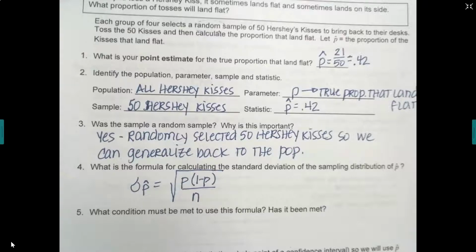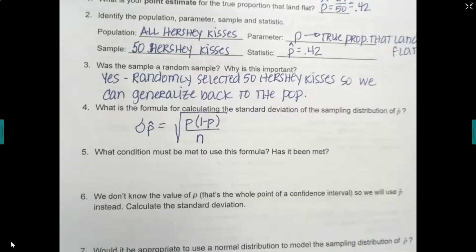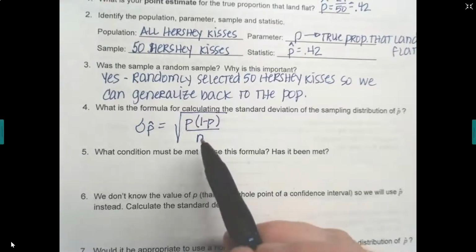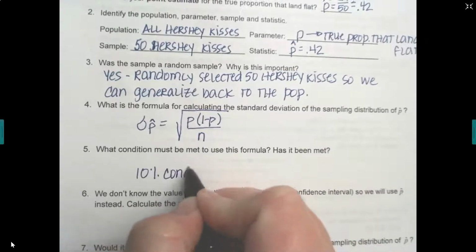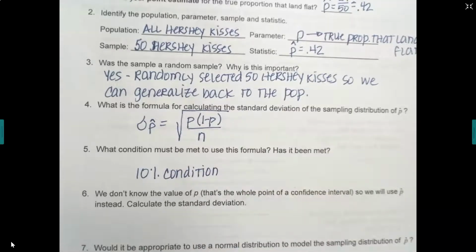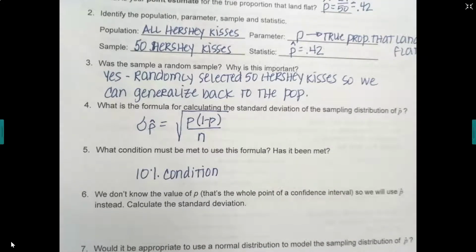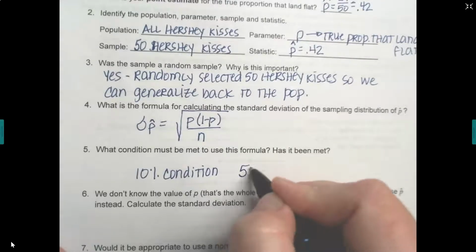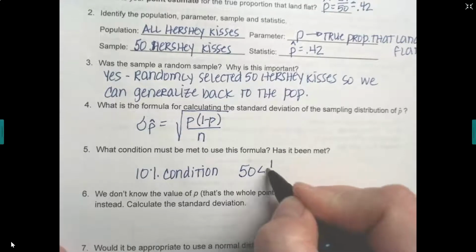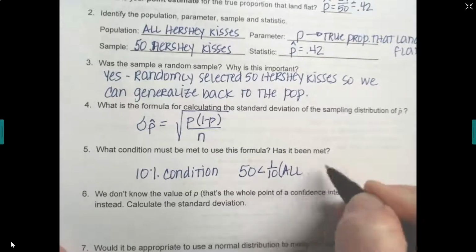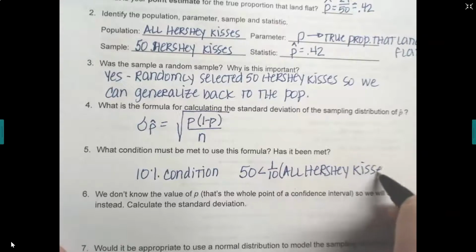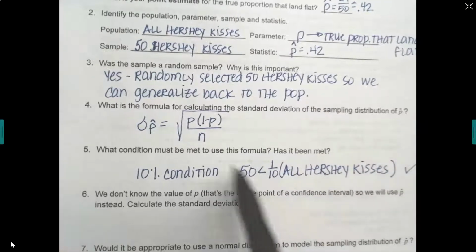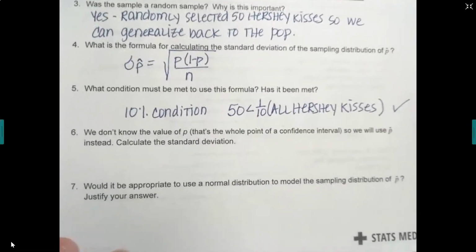What condition must be met to use this formula? We've said it multiple times, but now we have to put this together. The 10% condition must be met to use the standard deviation formula. Otherwise, you have to use a different formula. Our sample size was 50, and 50 is definitely less than 1/10 of all Hershey Kisses. So we met this condition, we're allowed to use that formula, and we're good there.